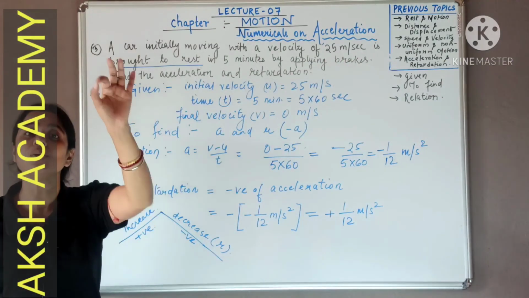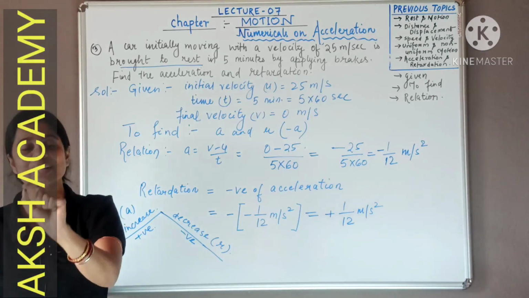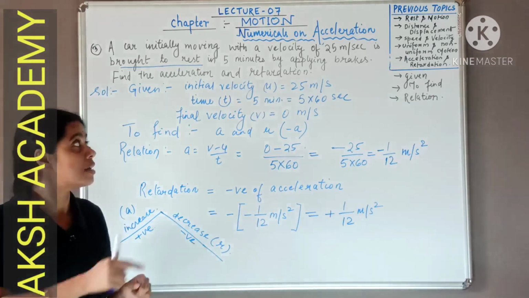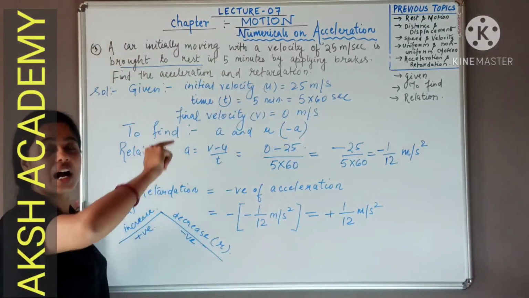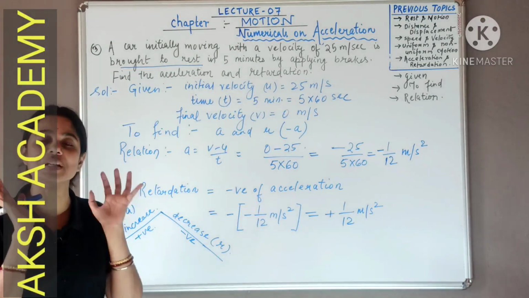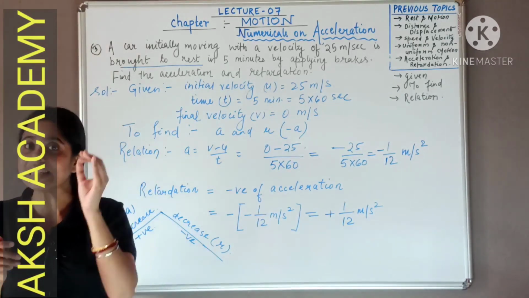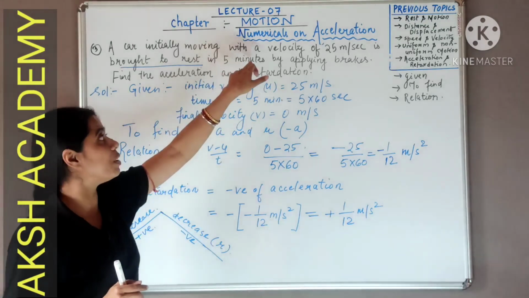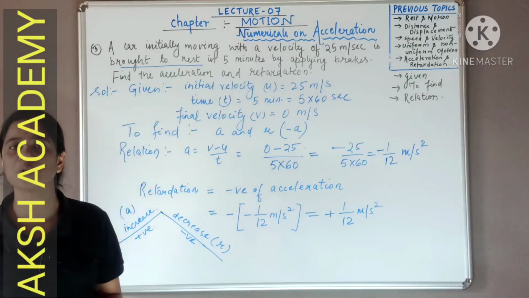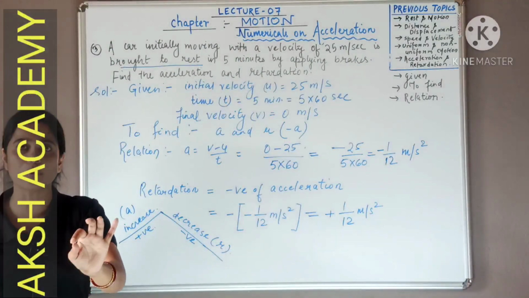Now what you have to find is how much speed per second you will apply the brake so that you reach your destination and stop the car in 5 minutes. Means how hard or how gently you have to apply the brake so that you reach your destination in 5 minutes. These are the ways in which you have to solve the question.